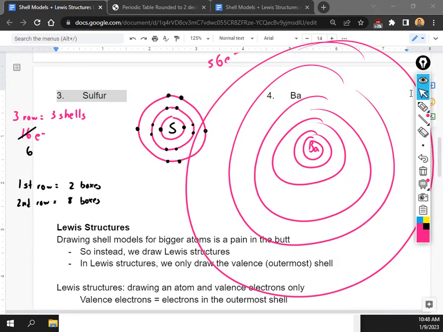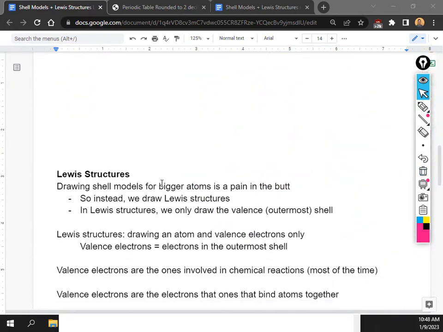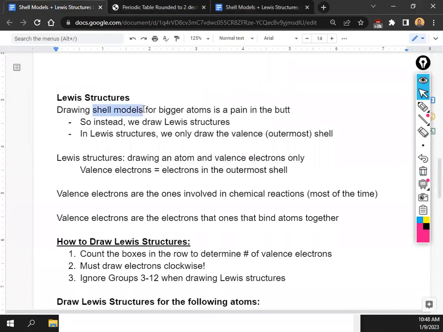So you guys can see as the atom gets bigger, it gets harder and harder to draw just because they're so big. And so there was this guy called Lewis, and he said, nah, shell models are very inconvenient. We're going to draw it my way. And so what we do is we draw Lewis structures, and this is what we're going to do most of the time in this class. And in Lewis structures, and you want to copy this part down, we only draw the valence shell. Valence means outside, so we only draw the electrons on the outside shell. Make sure you jot that down.